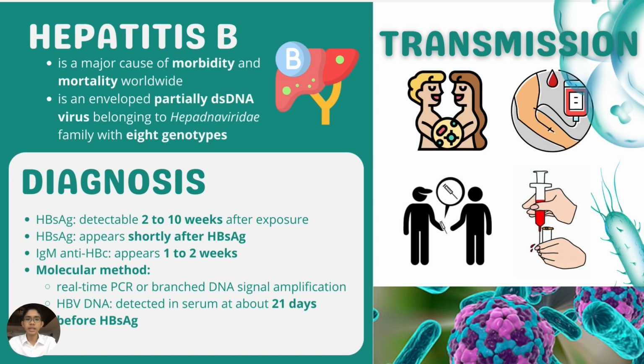The HBsAg is the initial marker, followed by the HBeAg, and the appearance of antibodies indicates recovery. Molecular methods like PCR play a role in early detection and assessing antiviral therapy effectiveness. These strategies contribute to global efforts to combat the impact of hepatitis B.